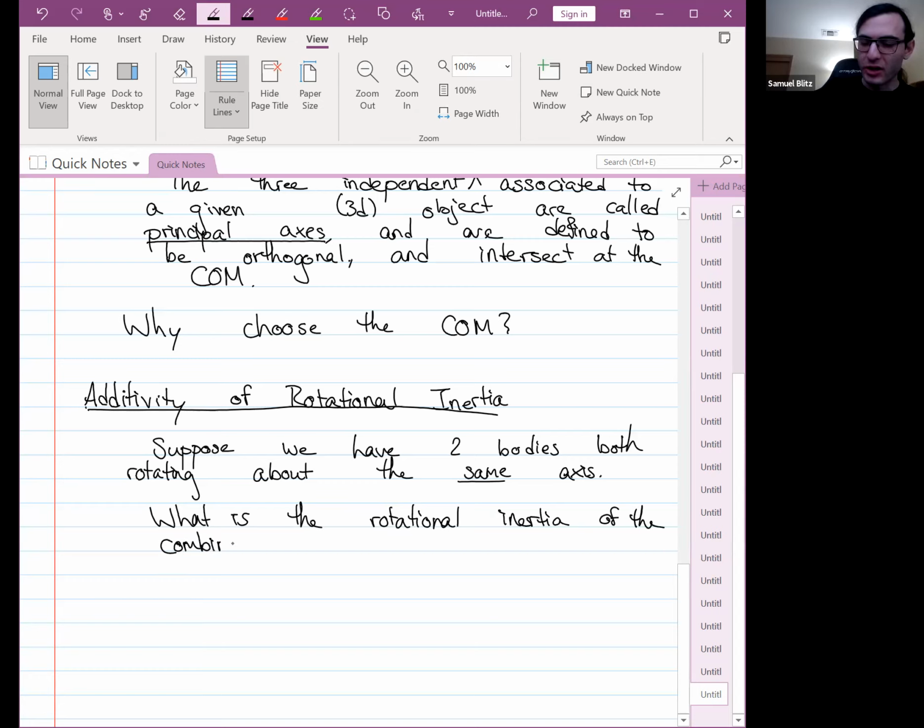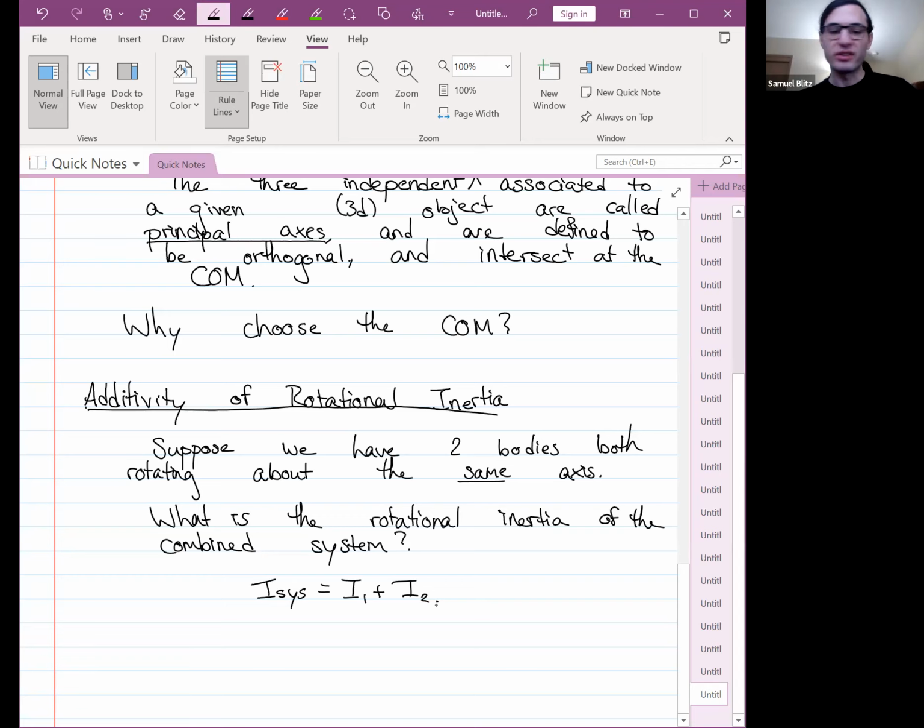The only caveat is that you have to know the rotational inertia of both objects about the same axis, not about the same axis relative to each other. So this would not count, rotating like this, because they're not rotating about the same axis. Even though they're rotating the same way, the axis for the pen is up here, whereas the axis for the phone is down here. So they have to be about the same axis. So the rotational inertia of the combined system is just the sum. It's I1 plus I2, say.